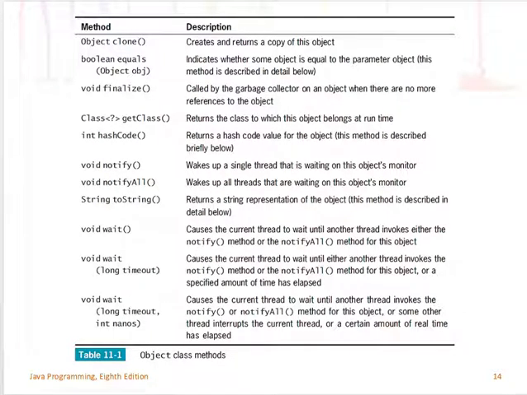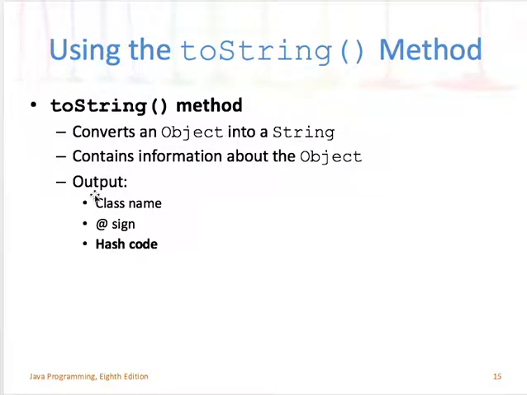Right here, I won't go through this, but it gives you an example of some of the methods: finalize, class, hashCode, notify, etc. Moving down, the toString method converts an object into a string. It contains information about an object: output, class name, @ sign, hashCode.